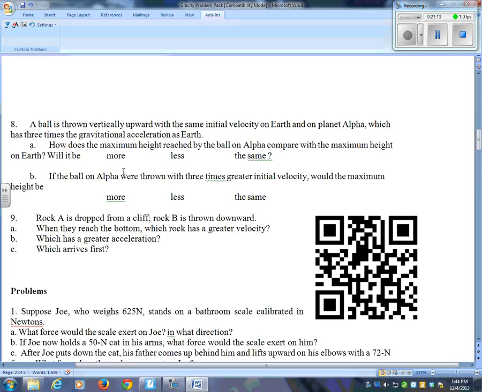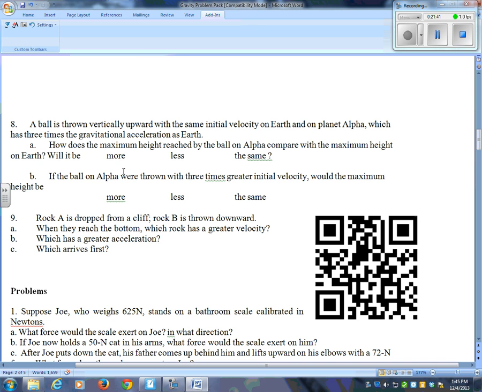Okay, so I take my tennis ball, I throw it upward with the same initial velocity, like 10 meters per second. I do it on Earth. Then I jump in my spaceship and go to planet Alpha, 3 times the gravity, and I throw it just as hard. Does it go higher, lower, or the same? Your gut probably tells you lower, right? Can we prove it? Well, sure we can.